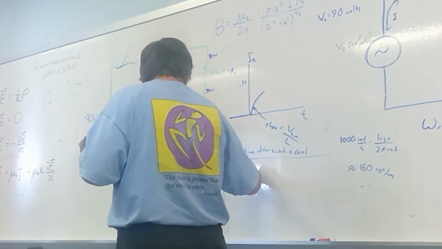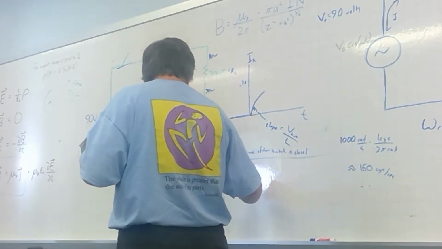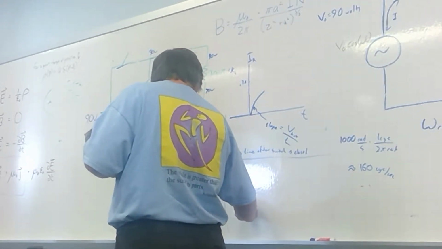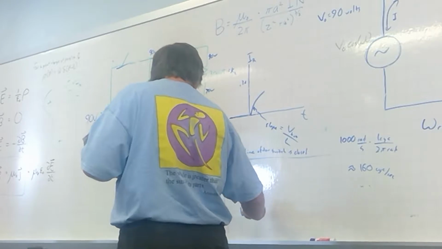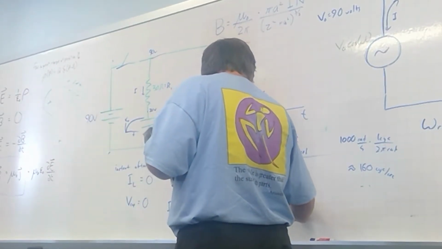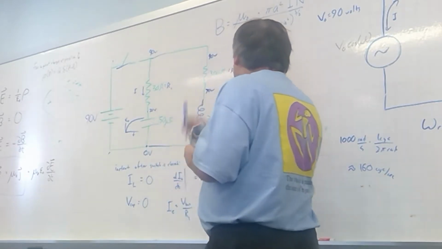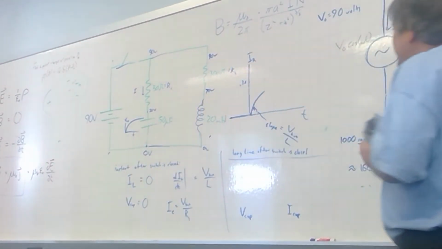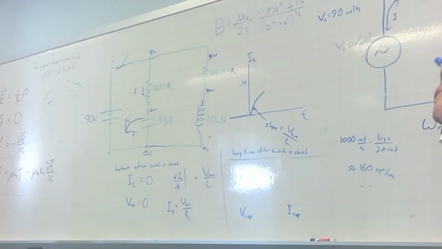And I'll ask all the same things. What is the current through the inductor? What is the voltage across the capacitor? What is the current through the capacitor? Okay, a very long time after the switch is closed, what is the current through that inductor?